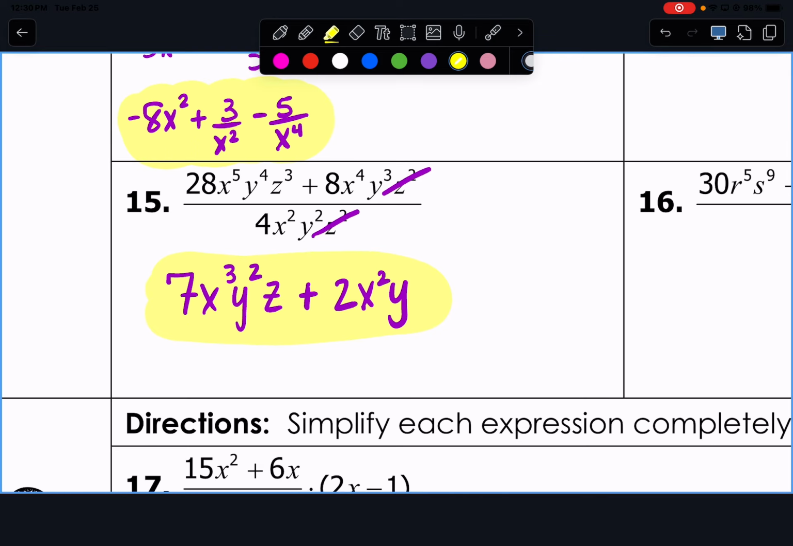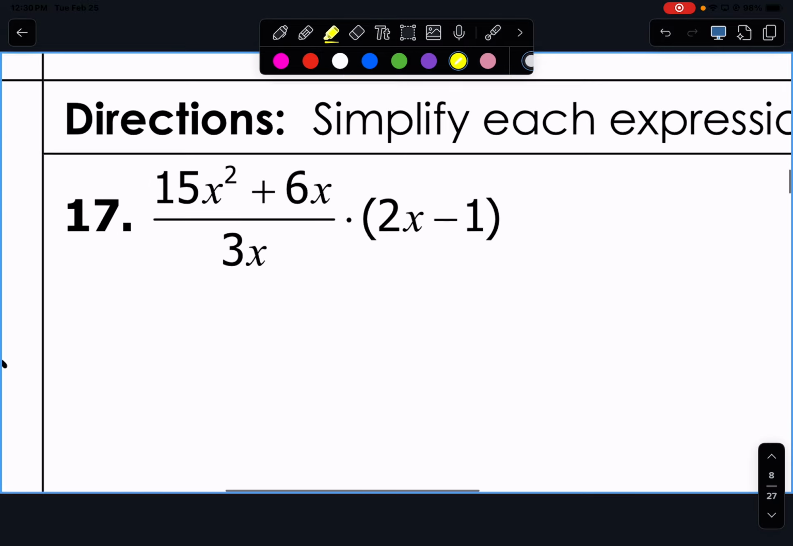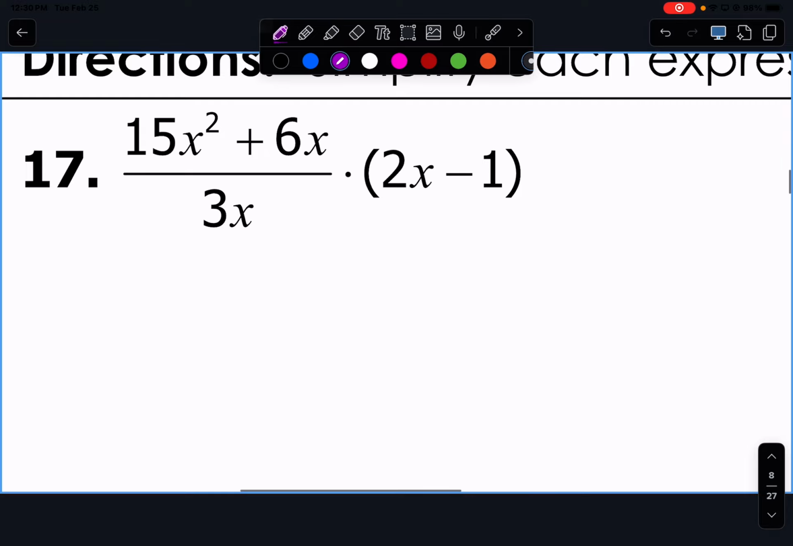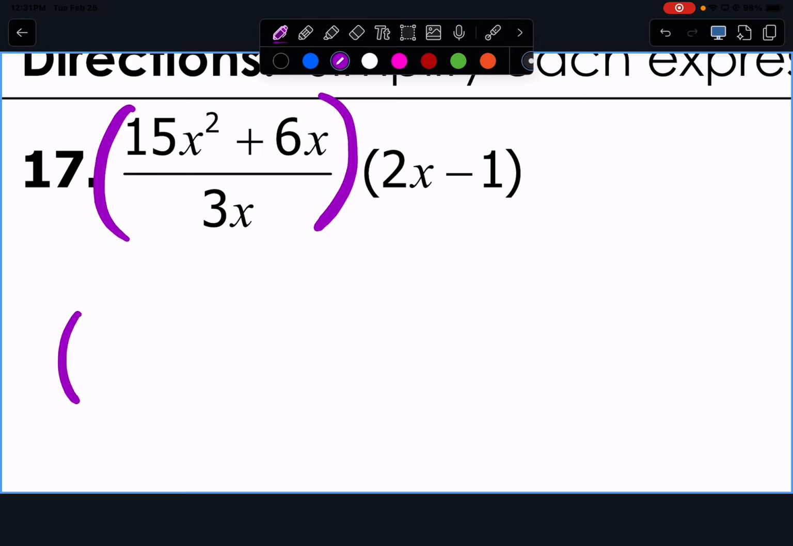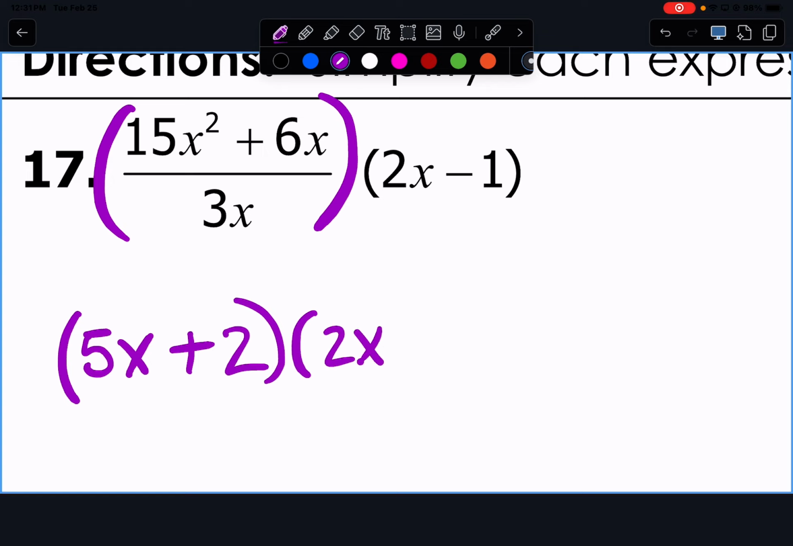I do want us to look at some of these more complicated ones at the bottom. Okay? So the ones at the bottom just take and combine what we've done already with what we're just now doing. So for number 17, all this wants us to do is look at this fraction first. What would the first term of that fraction be? 5x. And what would the second term of that fraction be? 2. That is my first binomial.